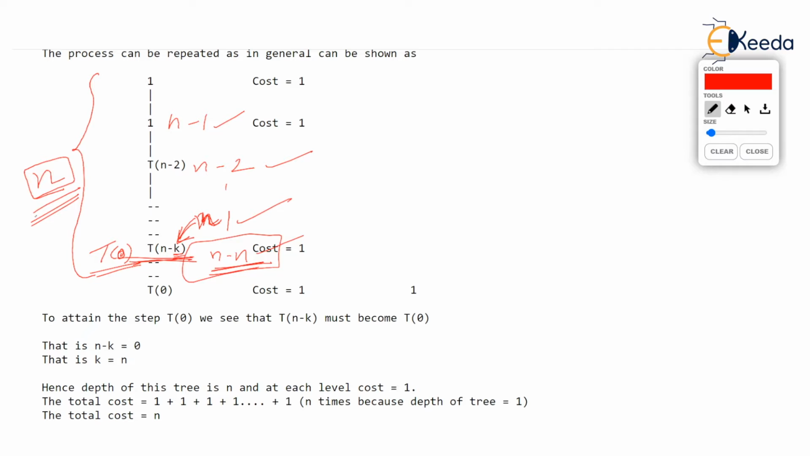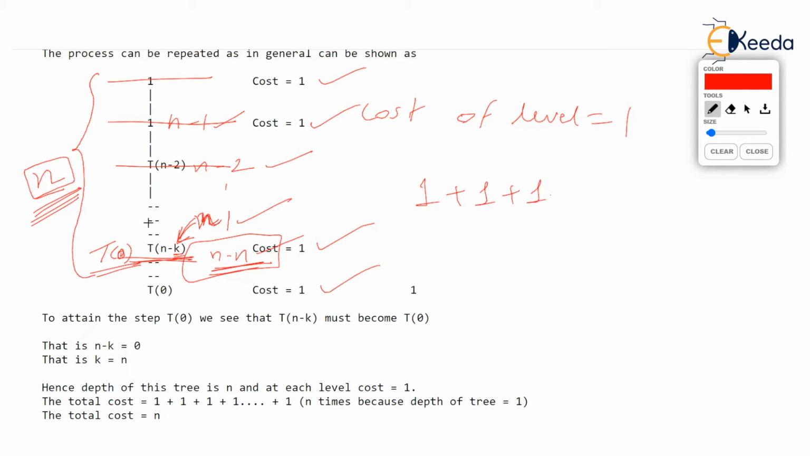And now you observe, if there are n levels, level 1, level 2, level 3, like that, n levels, the cost at each level is exactly 1. You observe 1. And now the last step is we add up all these costs, the cost at each level. We will get 1 added with 1 added with 1. How many times? How many levels are there? N levels. That means this will be done n times. 1 added with itself n times is n. So we'll get order of n. That's exactly the answer we got with the substitution method also.